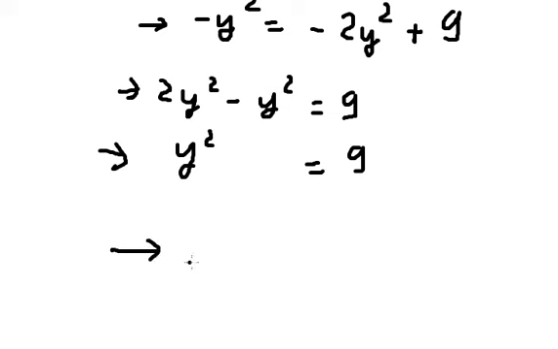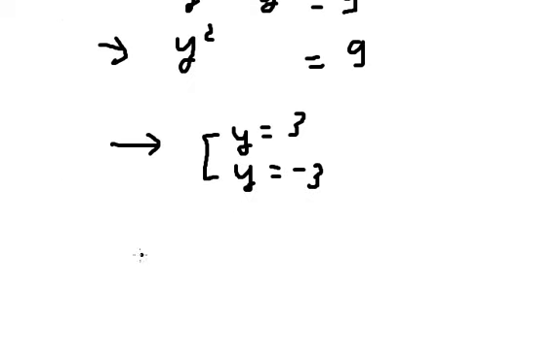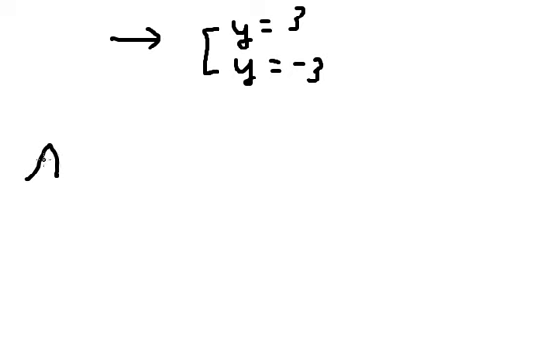So we calculate this one, and we have y equals 3 and y equals negative 3. This one we have negative 3, and this one we have positive 3. And now we can create the integration. That is, the area equals the integration from negative 3 to positive 3.